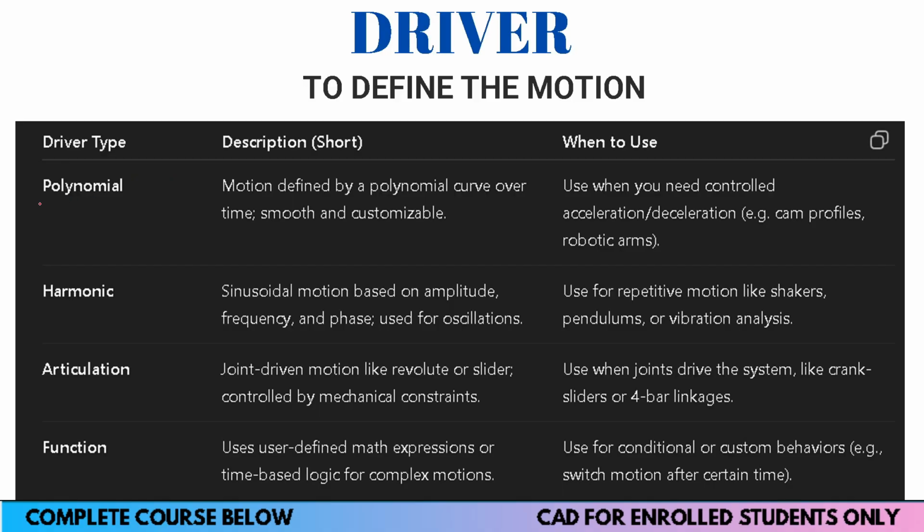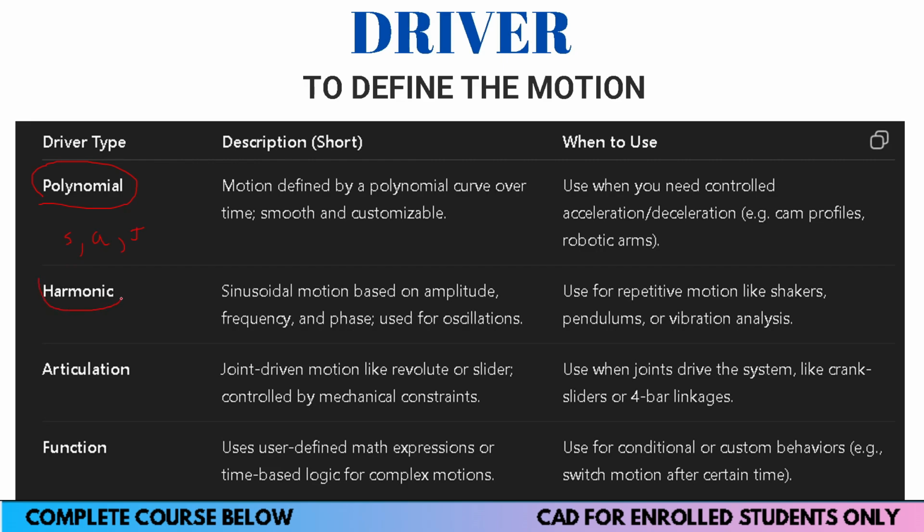So the first one is polynomial. Polynomial is actually a curve which is based upon some quantities, that is displacement, acceleration, jerk, etc. So the motion would be based on this curve defined by these parameters. We can also define these parameters. This will mainly be used when you are going to provide motion to a cam profile or robotic arm, right?